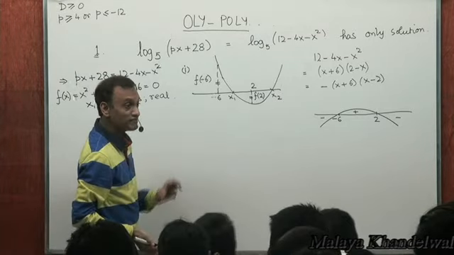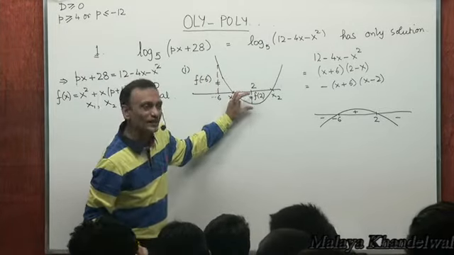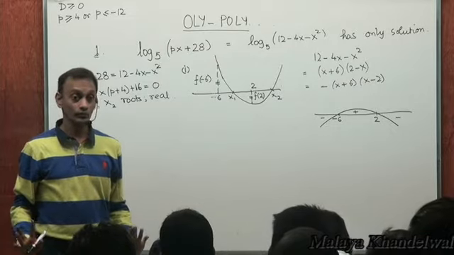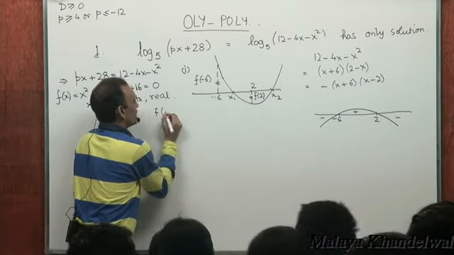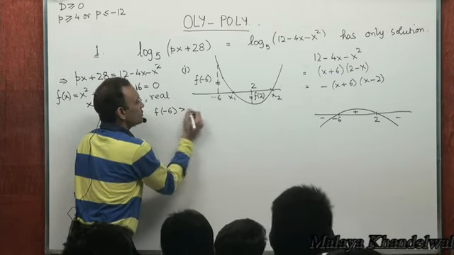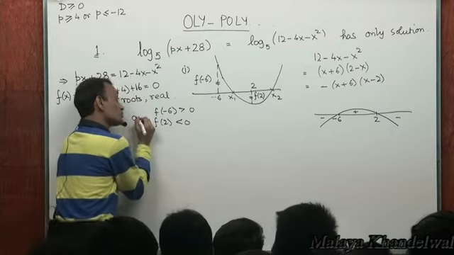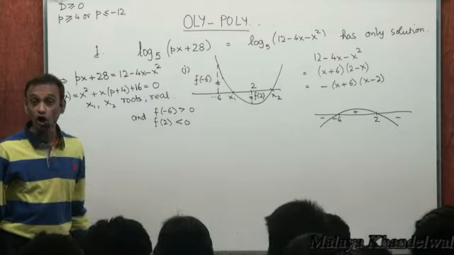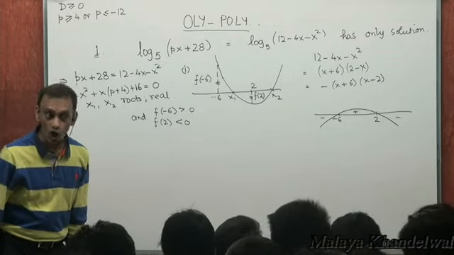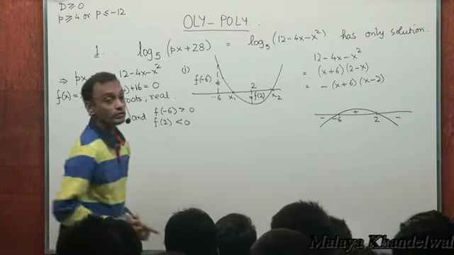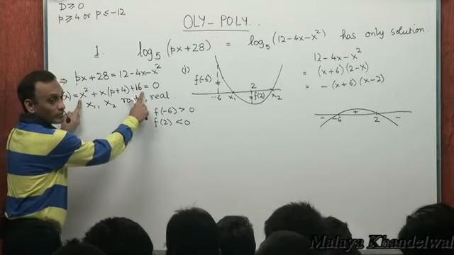So what we must have is f of minus 6 greater than 0 and f of 2 less than 0. Yes or no? F of minus 6 greater than 0 and f of 2 less than 0. And means both conditions. It's not or, it's and. Both must hold good. Right? Yes or no? Now, f of minus 6 I'll obtain from here.